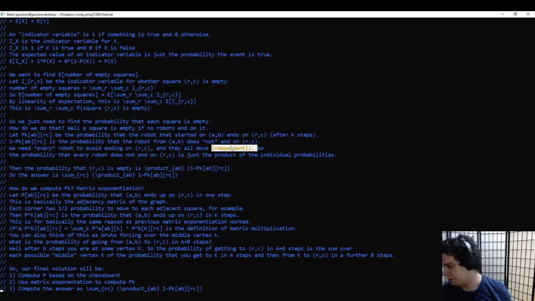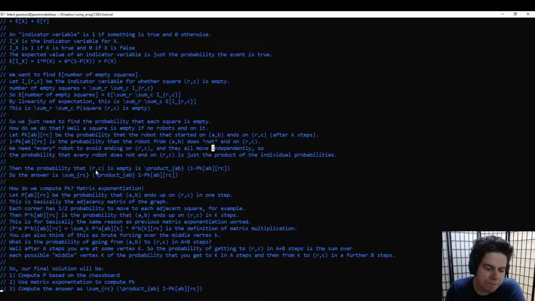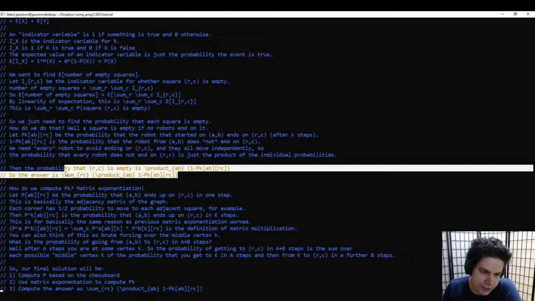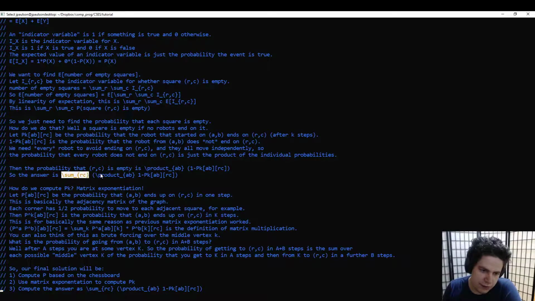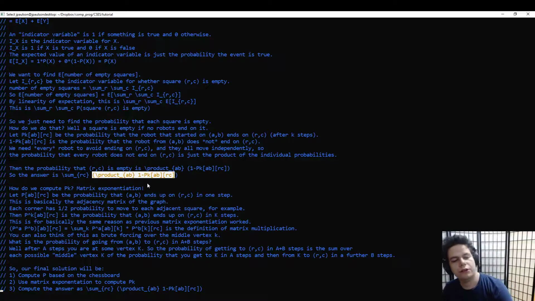If two things are independent, that means the probability that they both happen is just the product of the probability that they each happen. That's the definition of independence, I believe. Okay, so the probability that RC is empty is just the product over all possible starting squares, starting robots, of the probability that that robot does not move to this square. And so our answer is just going to be the sum over all the squares of that product. Okay, so how do we compute pk?